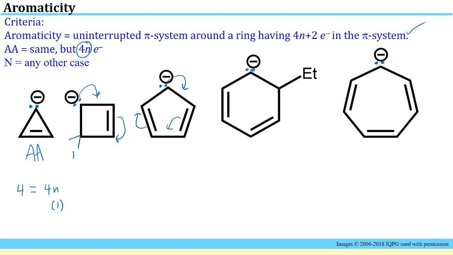The next compound here has this sp3 hybridized carbon. We can't engage that carbon in the pi system because an sp3 hybridized carbon can't make a pi bond. So this is automatically a non-aromatic compound.